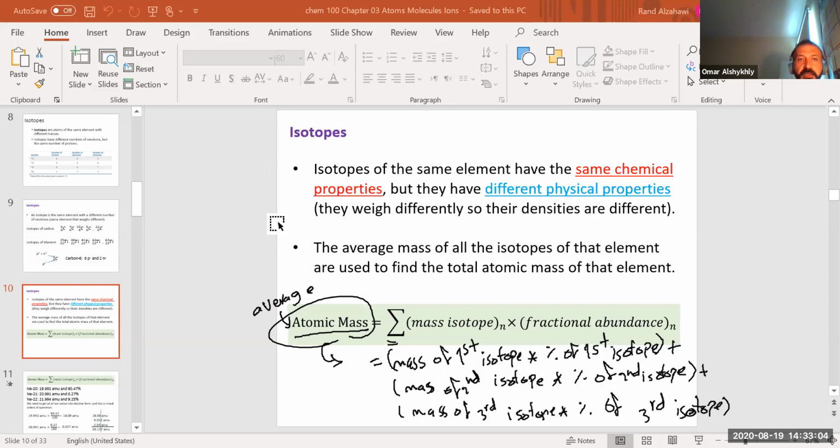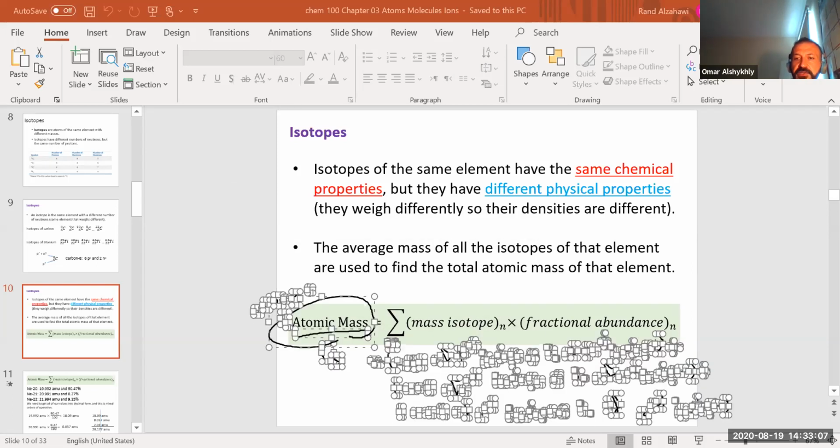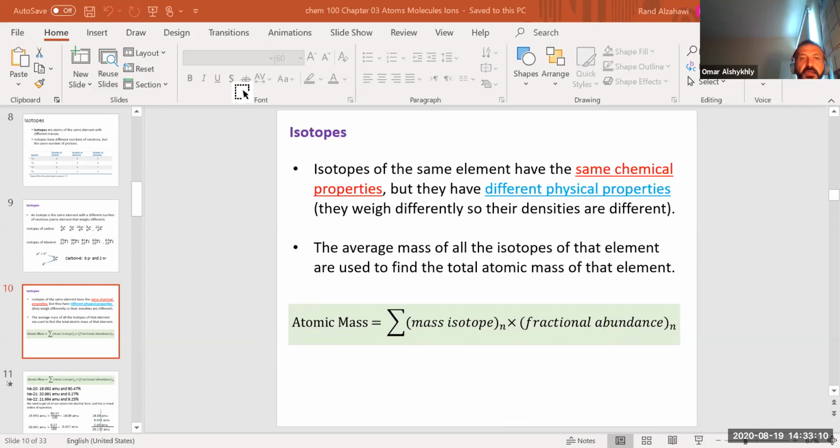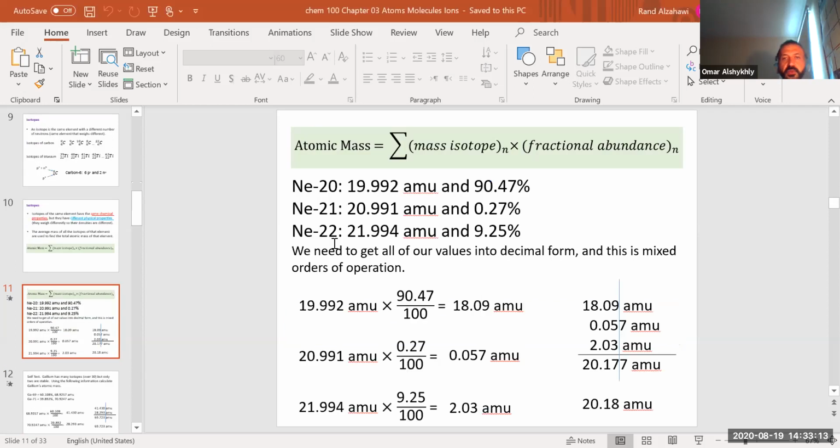Okay, now let's look at the example on the next page, how they calculate the average atomic weight for isotopes. Let's assume we have the element neon: neon 20, neon 21, and neon 22. We have 3 isotopes. This is the math for neon 20: 19.992 atomic mass unit, and the percentage is 90.47%. Neon 21 has 20.991 atomic mass unit, and the percentage is 0.27%. Ne22 has a mass of 21.994 atomic mass unit, and the percentage is 9.25.